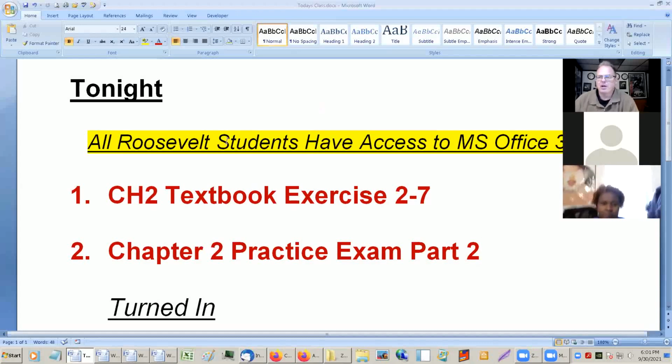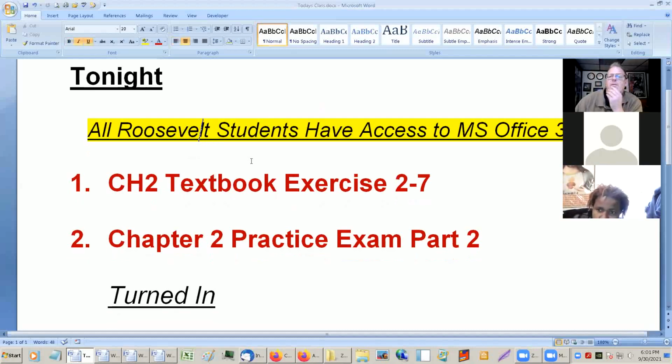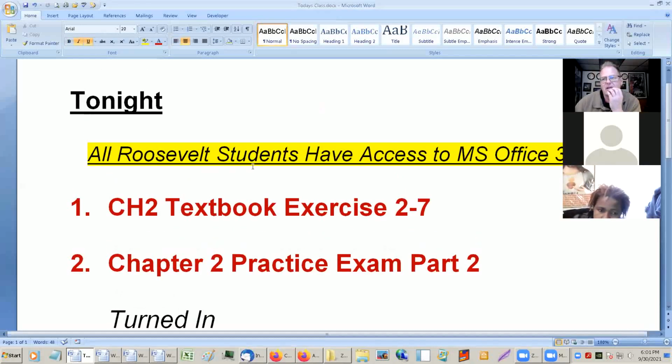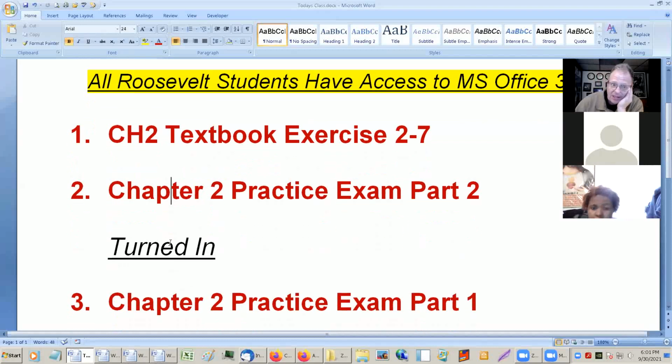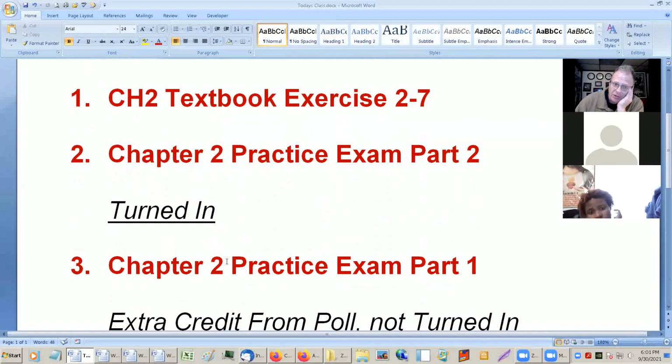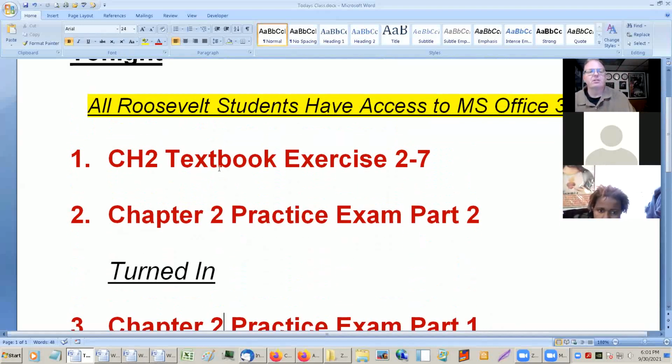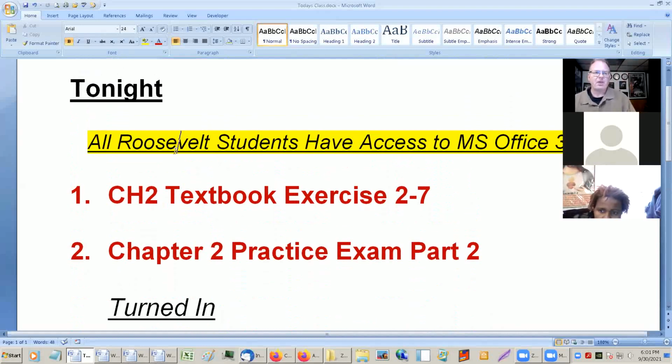First thing we're going to talk about, and many of you already know this, is that all students have access to Microsoft Office 365. I'm going to go through how you do that. And we have a textbook problem from last week that we're going to go over and start the Chapter 2 practice exam. And hopefully get to Chapter 2 practice exam part 1, but we'll see how this all goes. But anyway, I first want to go over this.